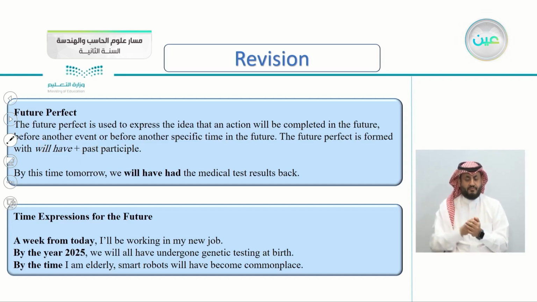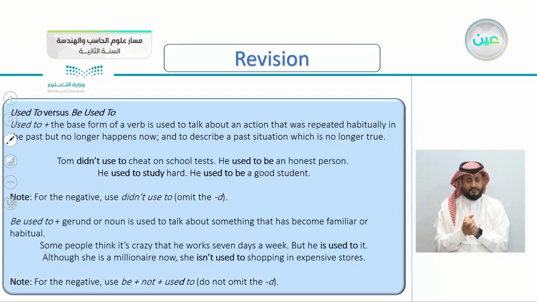Of course, and we studied the time expressions for the future: a week from today, by the year 2025, by the time, and then you continue, what time are you talking about? Then we learned about used to and be used to. Used to plus the base form to talk about a habit from the past that you don't do anymore, and be used to plus the gerund or a noun to talk about something that has become familiar or habitual. So we're talking about the present.